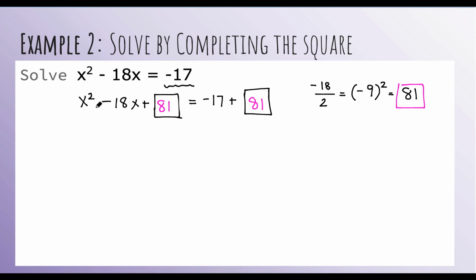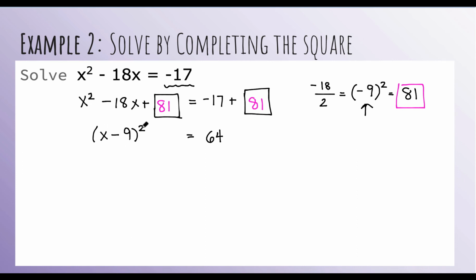All right, now I'm going to continue. I'm going to simplify both sides. So when I simplify the left-hand side, I'm just going to factor. This is going to be x, and to figure out what goes in the parentheses, I have it right here in my parentheses. So it's just x minus 9 squared, that's the left side factored, equals negative 17 plus 81 is 64. So now I can solve this using square roots.